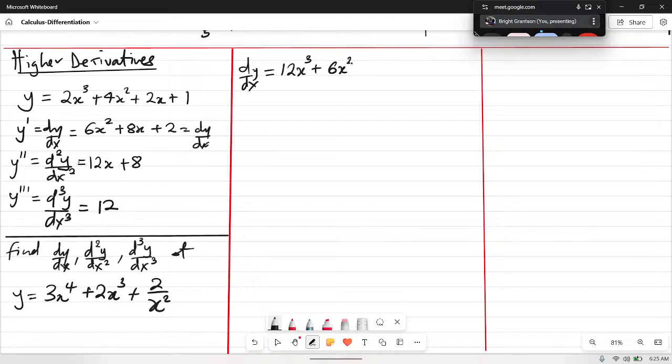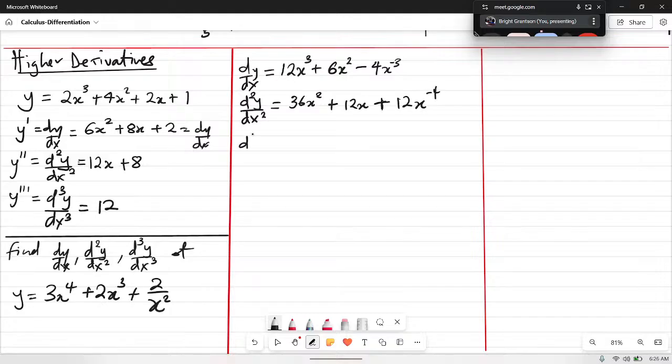Becomes 12x cubed plus 6x squared minus... The second one becomes, let me use my calculator for 3 times 12, faster. 36x squared plus 12x plus 4x exponent negative 3. Very good.